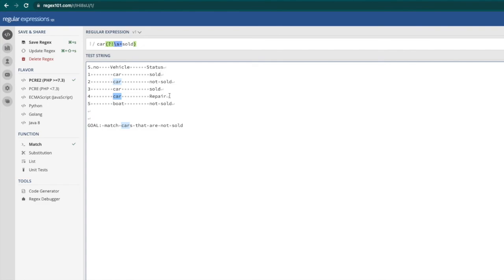Cool. So now you extracted the information from the database. Nice. So in the next lesson, we will be looking at a positive look behind. So stay tuned.